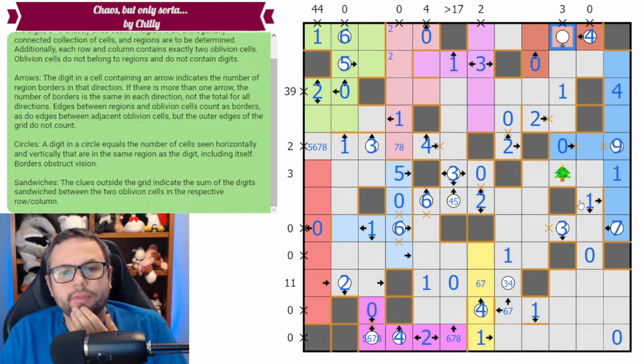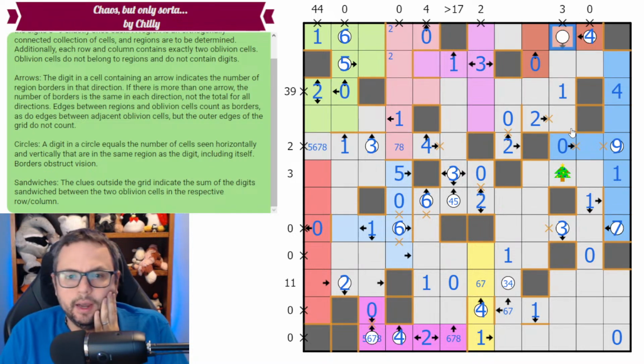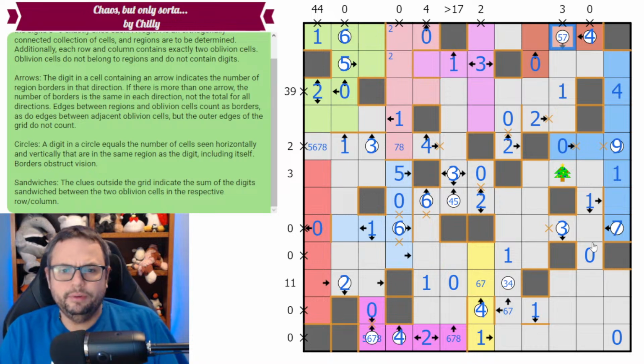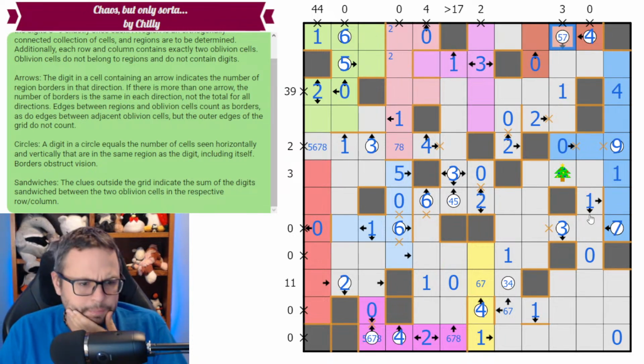Yeah, I guess we should do candidates for this circle. Let's see. It sees 1, 2, 3, 4, 5. It sees 5 borders automatically, so it's at least 5. But at absolute maximum, it could be 1, 2, 3, 4, 5, 6, 7. So this is at least 5 and at most 7. So it can only be 5 or 7. I think 7 is more likely than 5. But I'm not 100% on that.